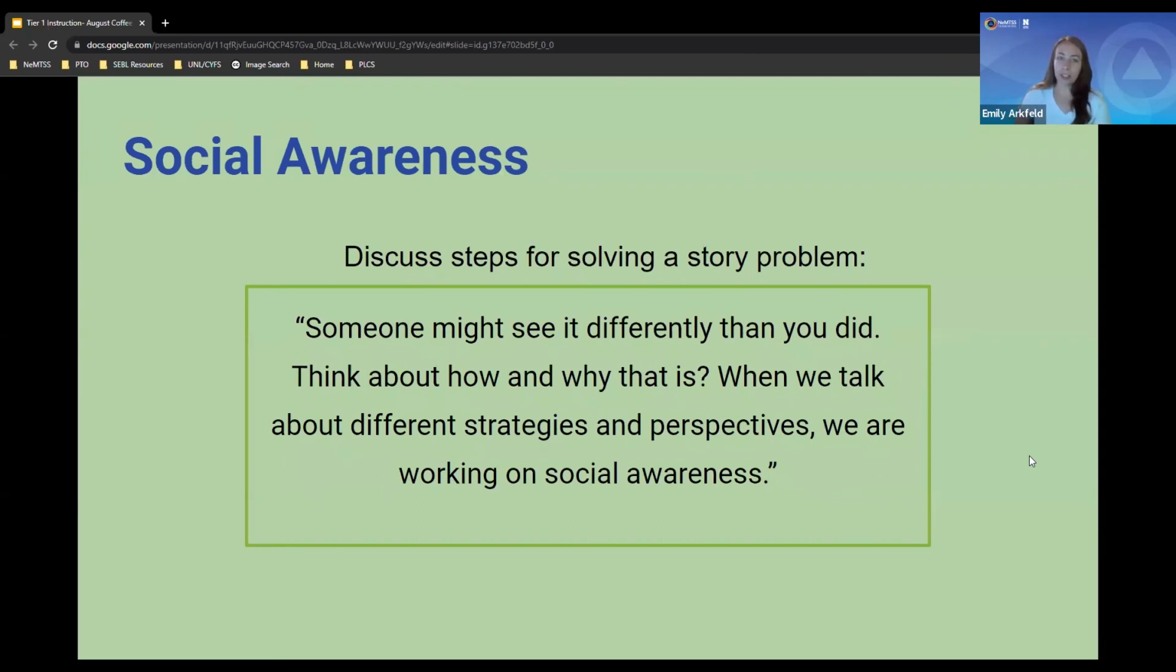For social awareness, talking about a story problem. Someone might have seen this differently than you did. Think about how and why that is, and then giving them that language. When we talk about different strategies and perspectives, we're working on social awareness. If they're doing a math problem and somebody came to an answer in a different way, it's not that the answer is wrong, but somebody had a different perspective of how they got there.